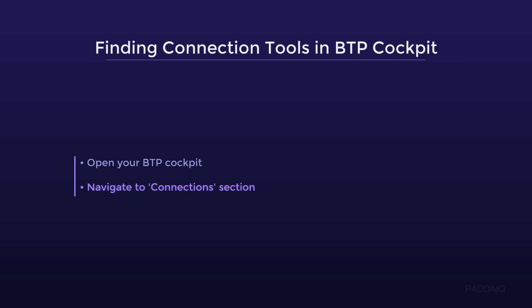Navigate to Connections section. This means going to the part of the cockpit where you can link your applications to other services. For example, to connect your app to a database, you would go here to set up that link. This is your central hub for managing all external integrations.